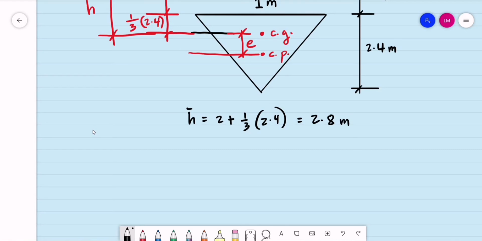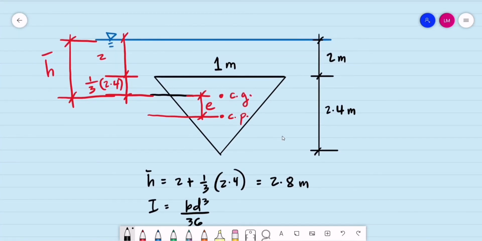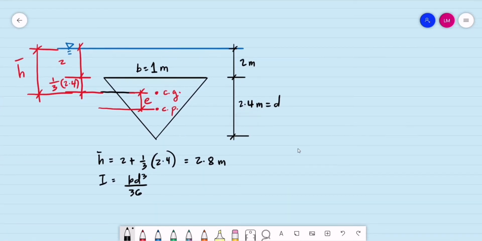Then for the moment of inertia, di ba pag triangular, ang moment of inertia is the BD cube over 36. Okay, so the base is equal to 1 meter and the total height of the triangle is 2.4 meters. Compute natin yung required dito, yung eccentricity. That's equal to the moment of inertia divided by the area of the section times the bar H.